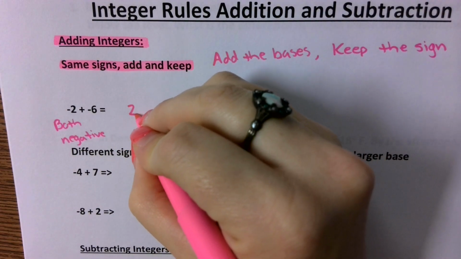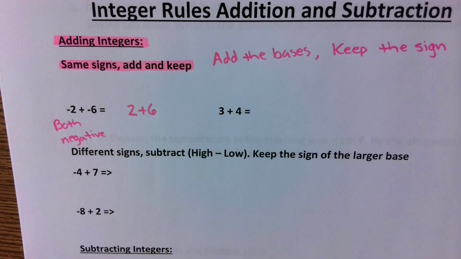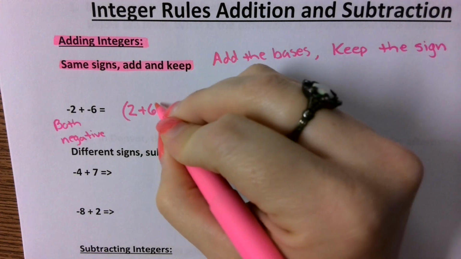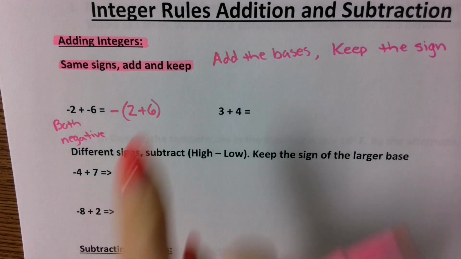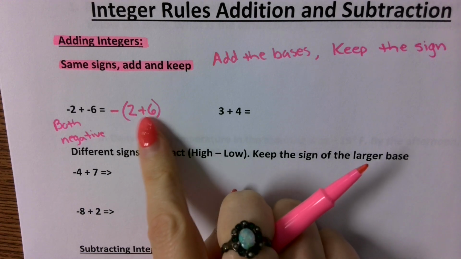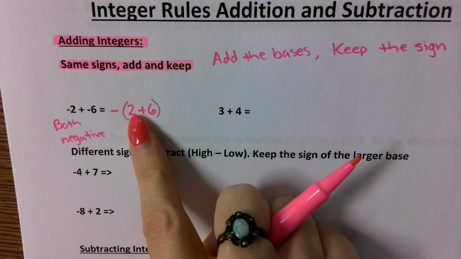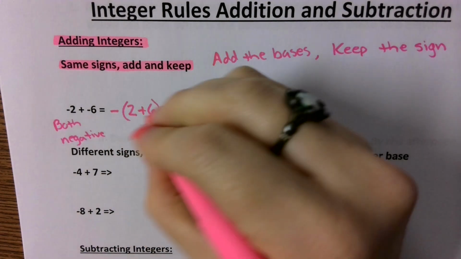My base is 2 and 6. I'm going to add 2 and 6 together, and I'm just going to keep the answer negative. So I'm putting my negative on the outside. Remember, parentheses show that you're doing this part first before you do anything else. So I'm showing that I am adding the 2 and the 6 together first before I show that I'm keeping the sign. What's 2 plus 6?